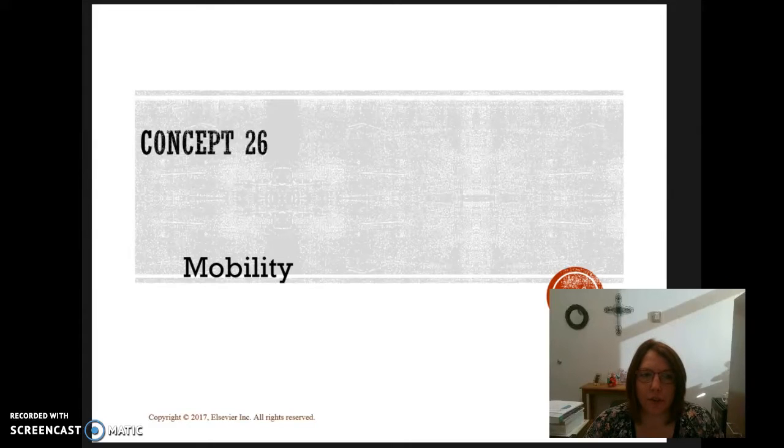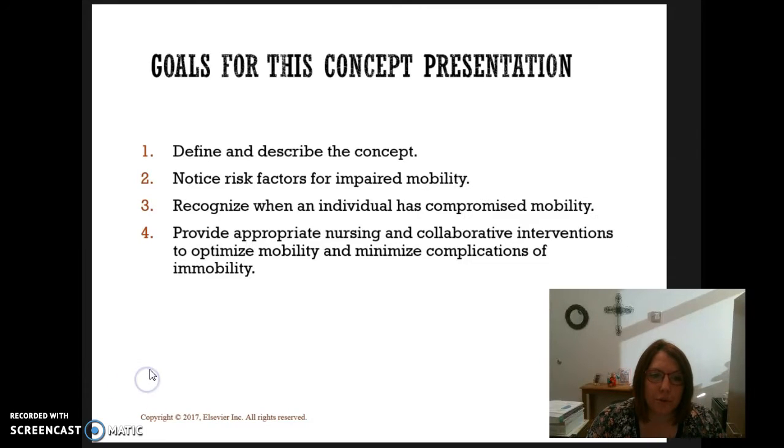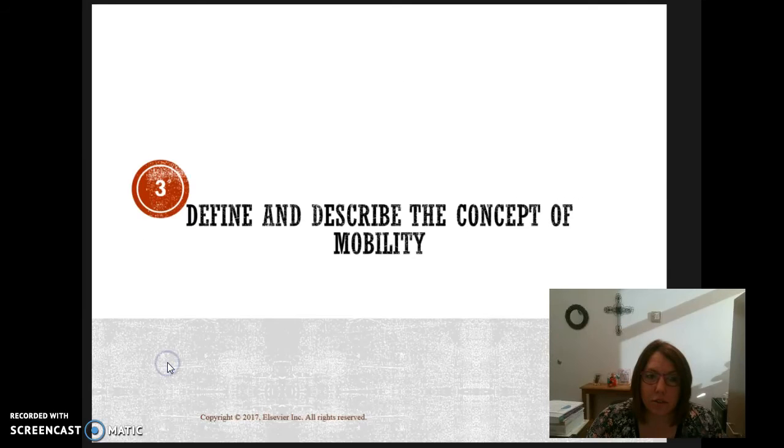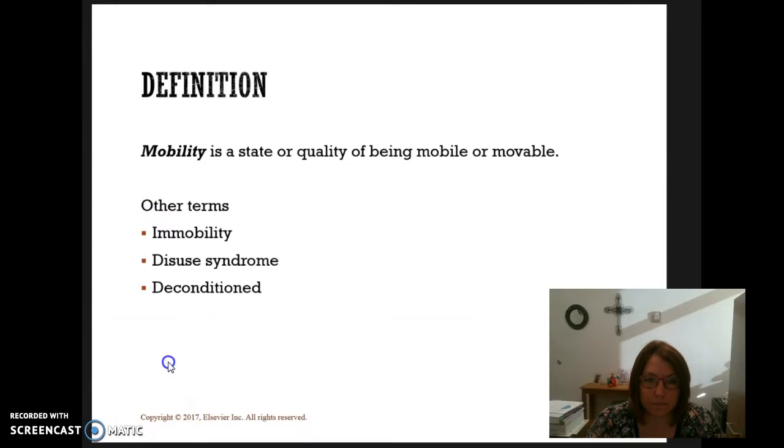I'm going to give you a brief overview of Chapter 26 in your Giddens book on mobility. So we're going to go through and I'm going to hit on the key points that you need to focus on when you're studying. You need to be able to define mobility, and basically it's the state of or quality of being mobile or movable.